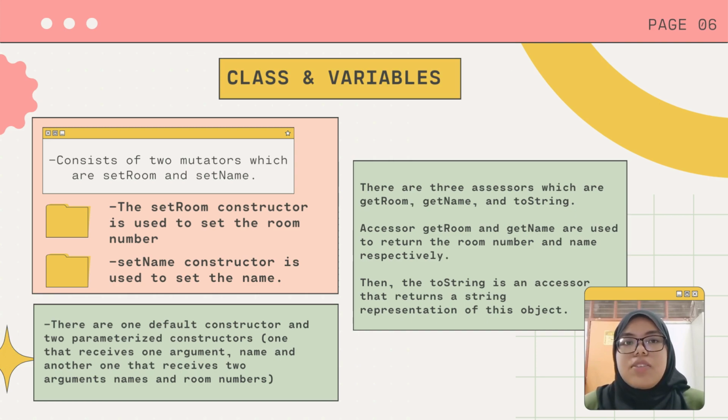SetRoom constructor is used to set the room number. SetName constructor is used to set the name. There are one default constructor and two parameterized constructors. One that receives one argument, name, and another one that receives two arguments, names and room numbers.